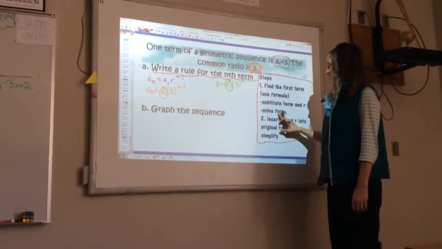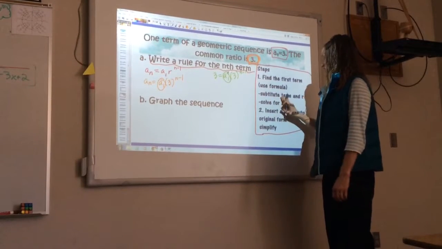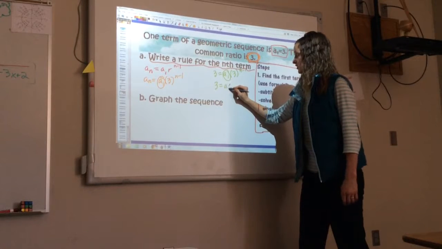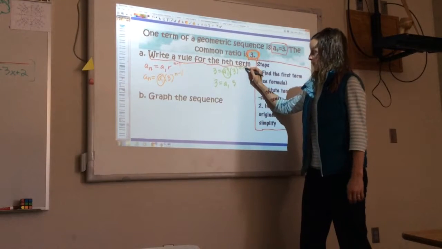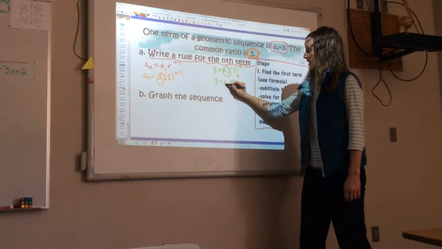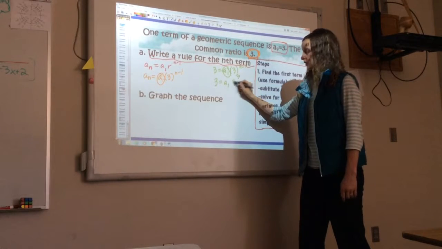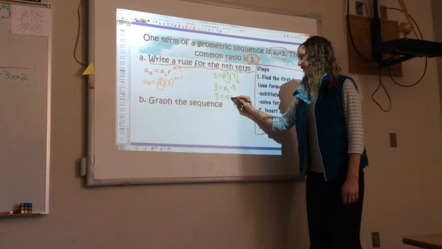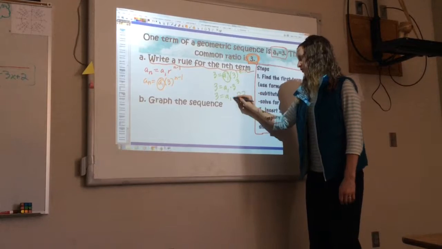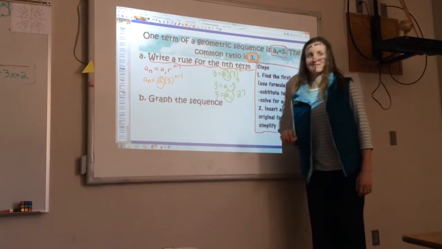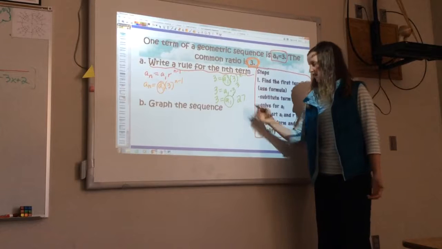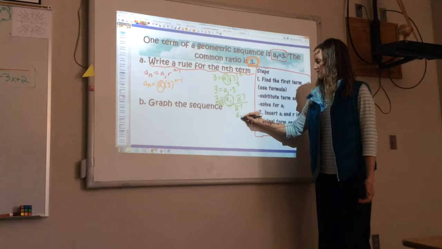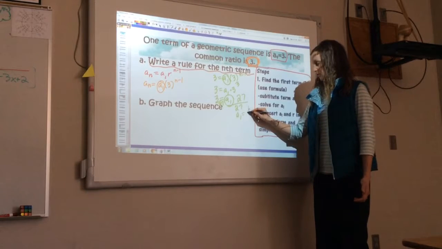And that's what these steps are saying. Find the first term. Use the formula, substitute the term and the R in. Order of operations tells us, what's 4 minus 1? 3. What's happening between the A sub 1 and this 3 to the third? Multiplication. What is 3 to the third? 27. So we have A sub 1 times 27. We are trying to find our first term, so we have to divide, because that's the opposite of multiplication. And you found out that A sub 1 equals 1/9.